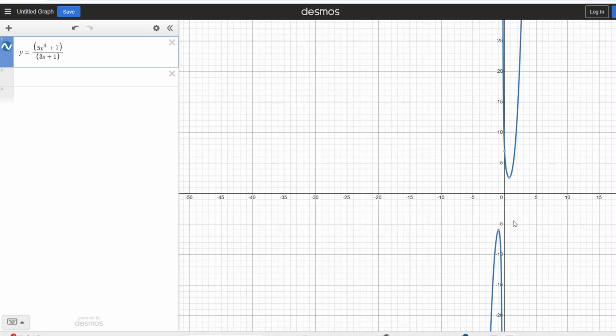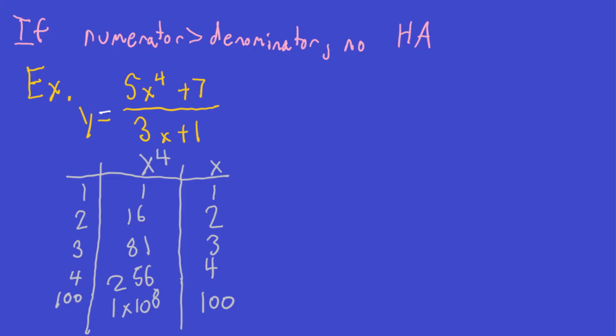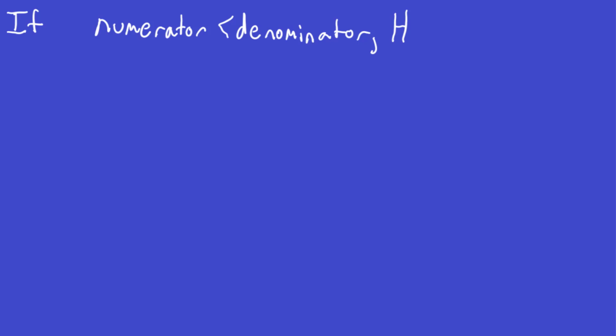Graphically, we can also see that this is true. Because y has no boundary, there's no place that an imaginary horizontal line could go. If the numerator is less than the denominator, the horizontal asymptote has a value of y equals 0.